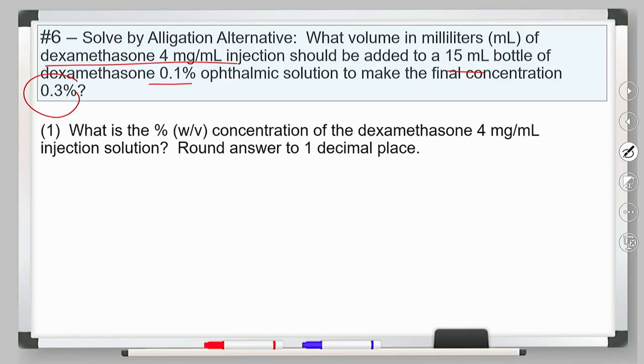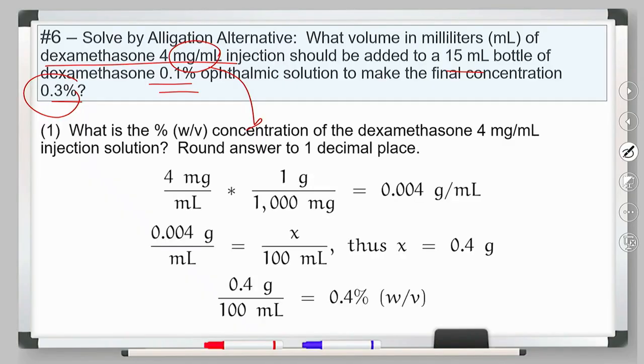So ultimately, I want 0.3%, which I'm going to get by starting with 0.1% and adding additional drug till I get my higher 0.3% concentration. So here's a percent, that is not a percent. That's a problem. So the first thing let's do is let's convert that 4 milligrams per mil to a percent concentration. All right? So hopefully you're good at this.